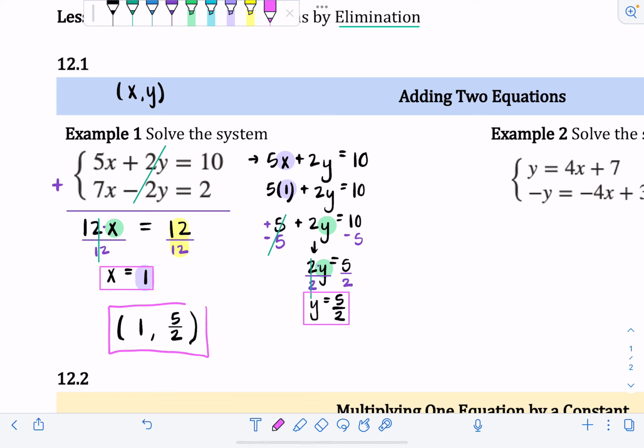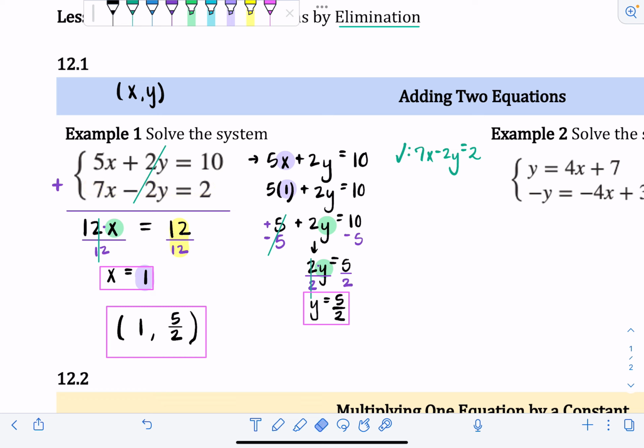And then remember, with systems, you can check your answers pretty quickly. So I'm just going to show one check on the video. I'll show this first one. So in order to check your work, you pick one of the original equations. I used the first equation right here when I solved for x, so I'm going to use the second equation for my check. So for the check, I'll write it over here, 7x minus 2y equals 2.